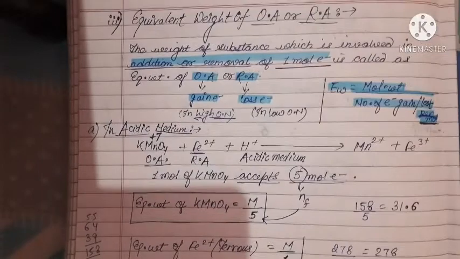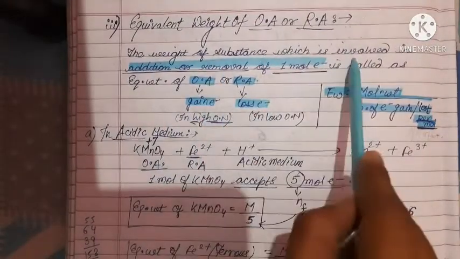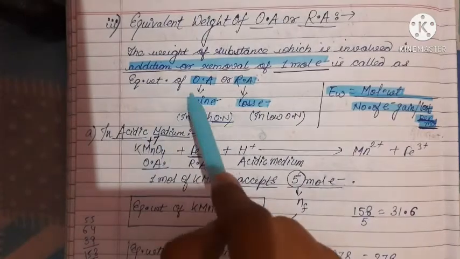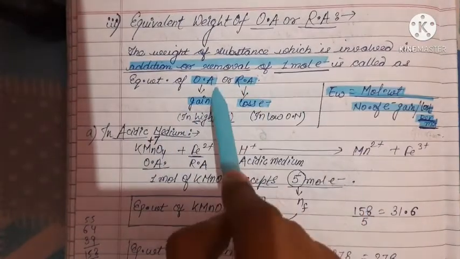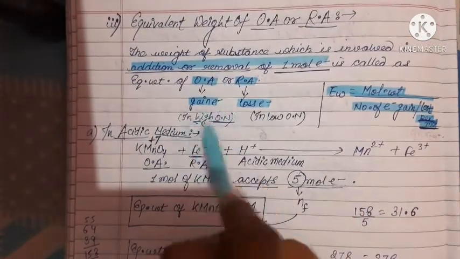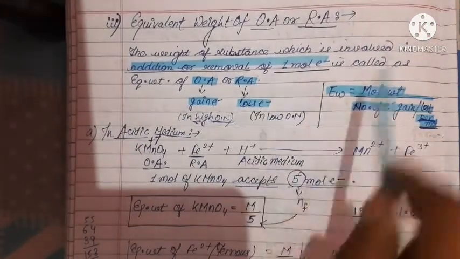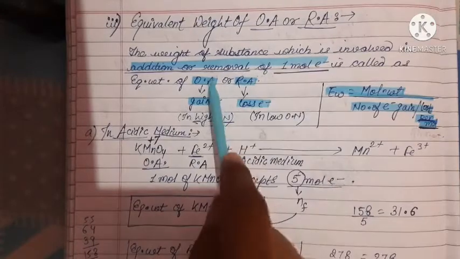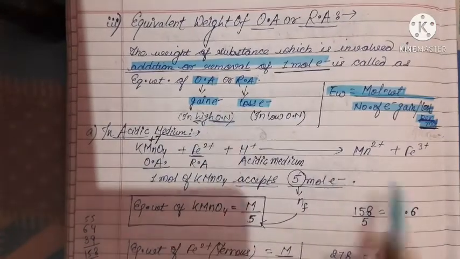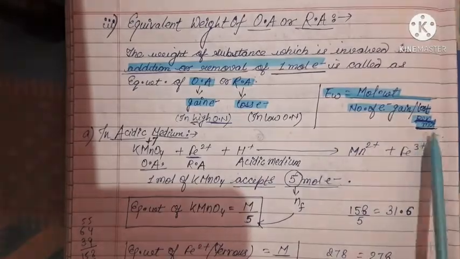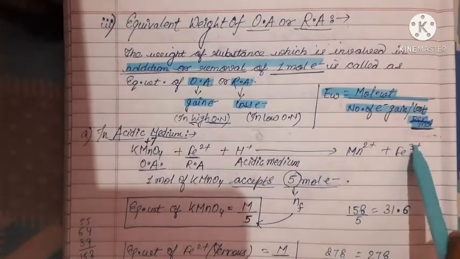Now equivalent weight. The weight of a substance involved in the oxidation or reduction of 1 mole of electrons is called the equivalent weight of the oxidizing agent or reducing agent. Oxidizing agents gain electrons and get reduced. Reducing agents get oxidized by losing electrons. A reducing agent has a lower oxidation number and an oxidizing agent has a higher oxidation number. Equivalent weight equals molecular weight divided by the number of electrons gained or lost per mole. So think over the 'per mole' part.